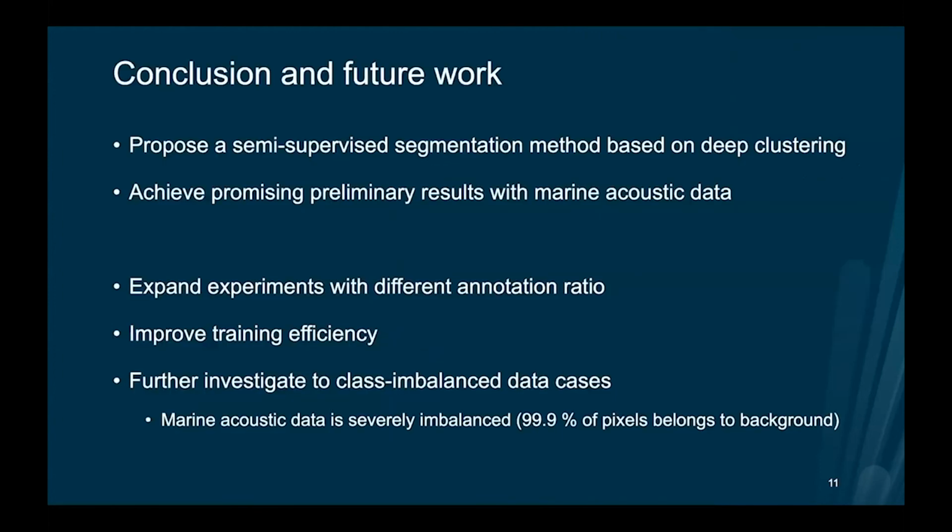So, conclusion and future work. We propose a semi-supervised segmentation method based on deep clustering and achieve a promising preliminary result with the marine acoustic data. And we are going to expand the experiment with different annotation ratios. And also we want to improve the training efficiency.